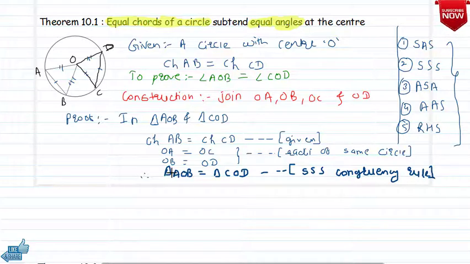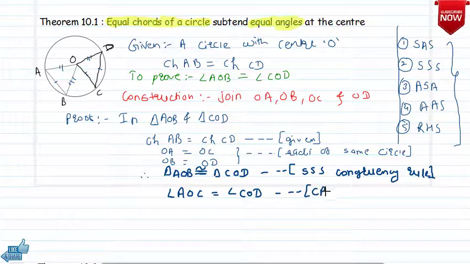Now why did we show these two triangles are congruent? Sorry, the congruency symbol is like this. Why do we show these two triangles are congruent? Because we want angle AOB to be equal to angle COD. The reason behind it is CPCT, and the long form of CPCT is corresponding parts of congruent triangles. Isn't it a very simple theorem? Obviously, this is a really simple theorem.